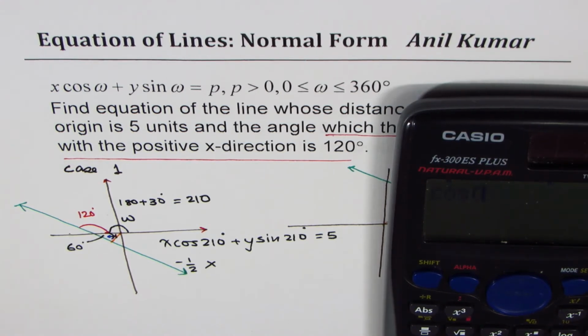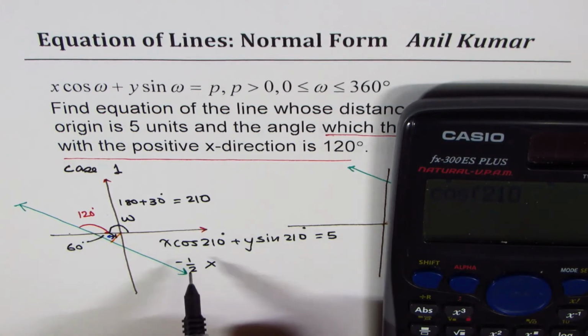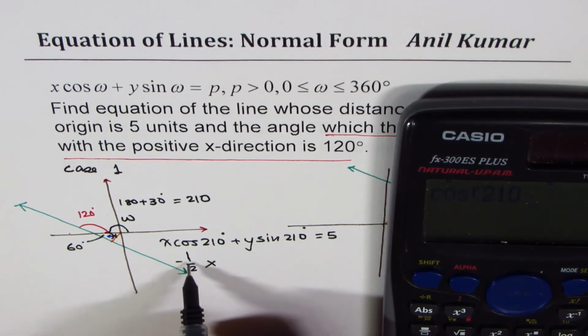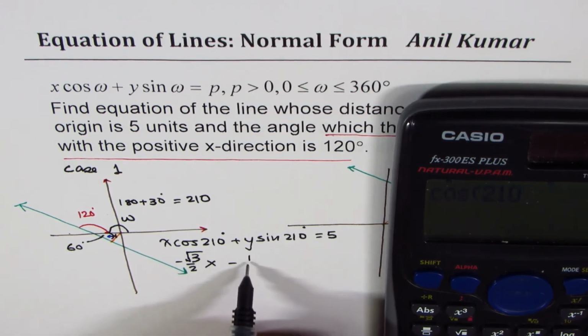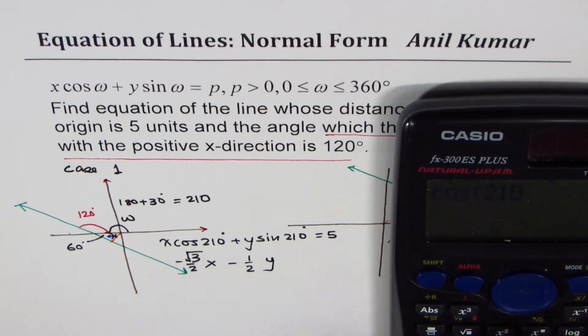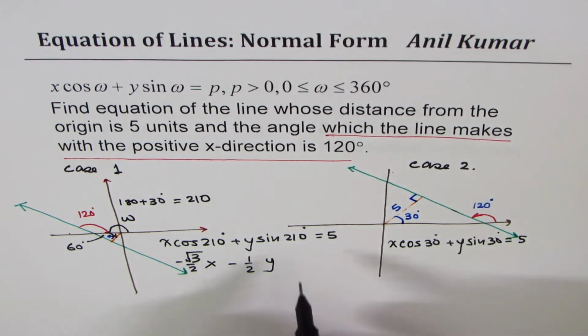What did I do? Cos 210. This is wrong. Cos 210 is square root 3 over 2. Yeah, now it's correct. And we have minus half y equals to 5.